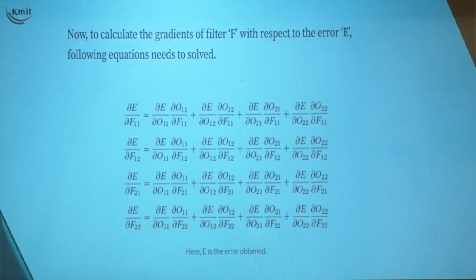What did we do for ANN? We calculate the gradients of the loss function with respect to what? With respect to Z1 and A1. What was Z1? The weight matrix. What was A1? The activated matrix. But here, what do we do? We have to calculate the gradients of the filter with respect to what? The loss function. Now as you can see here, dou of E by dou F11.